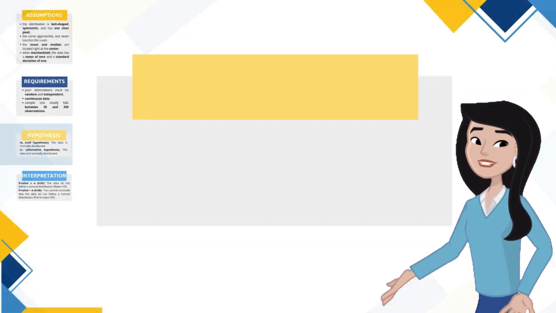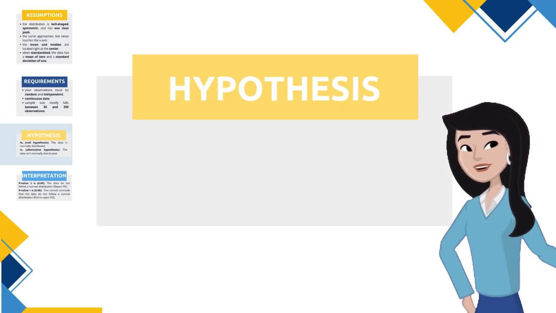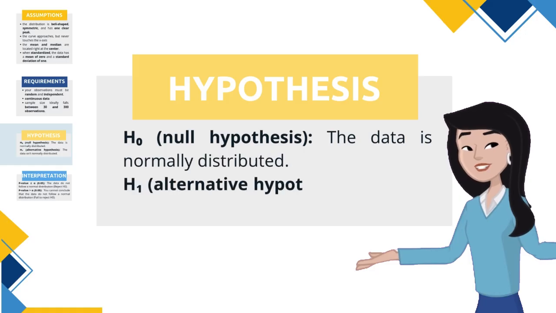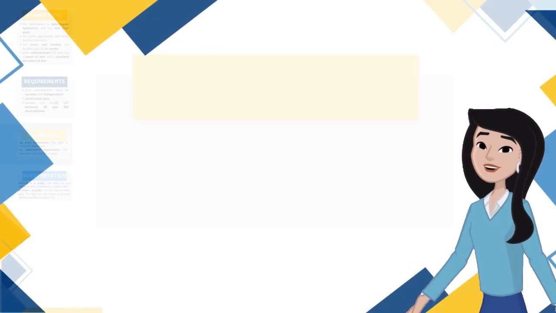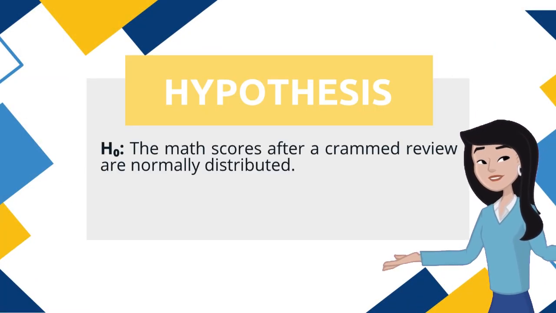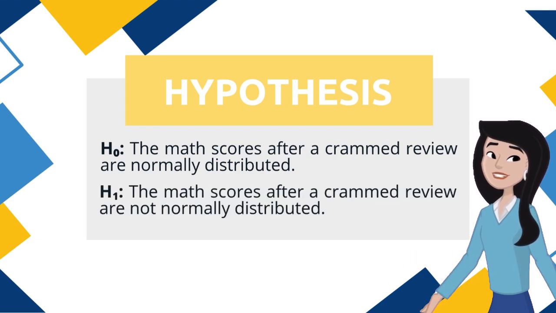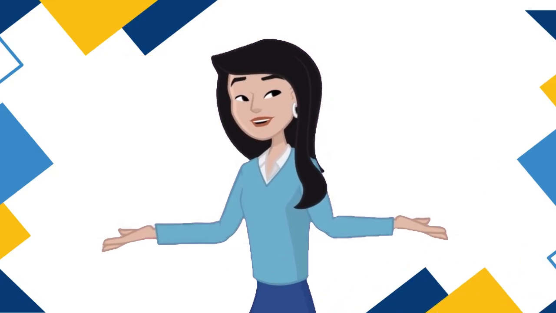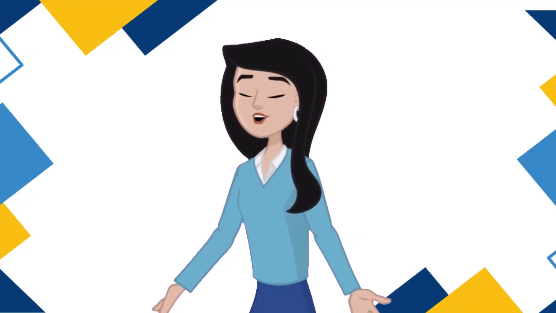When testing for normality, of course, we start with hypotheses. Whenever we run a test like Shapiro-Wilk, we're testing this. For the null hypothesis, the data is normally distributed. And for the alternative hypothesis, the data isn't normally distributed. So the hypothesis from this context is that, for the null hypothesis, the math scores after a crammed review are normally distributed. And for the alternative hypothesis, the math scores after a crammed review are not normally distributed. Using JAMOVI, we'll run descriptive statistics and perform the Shapiro-Wilk normality test to analyze the data visually and numerically.